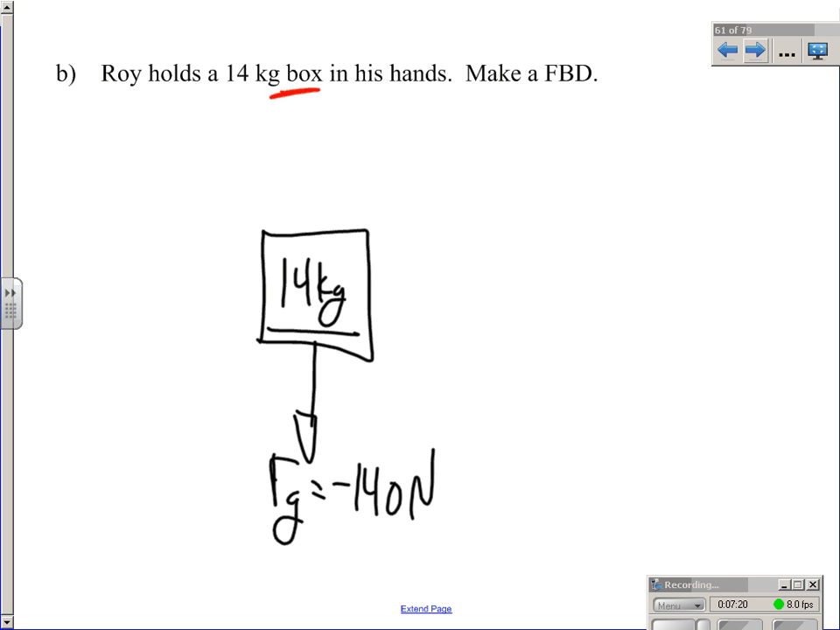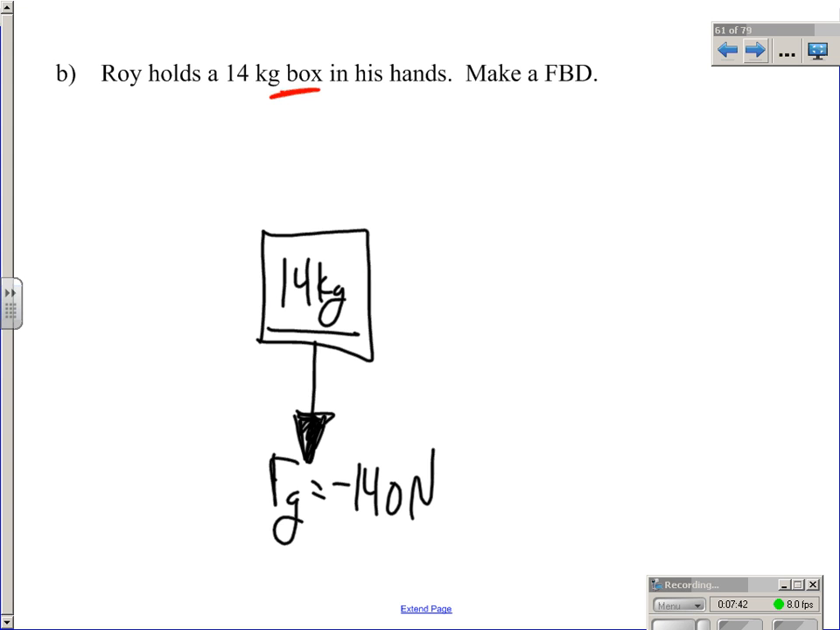So that's my step 1. Mass and force of gravity. Okay. Step 2, identify any given forces. It doesn't really tell us anything. It doesn't tell us how much force Roy is exerting, if any. I mean, hopefully it's clear to you that he has to be exerting some force because he's holding the box up. But it doesn't outright tell us that. So we really don't know a whole lot. So our step 2, we're kind of at a loss here.